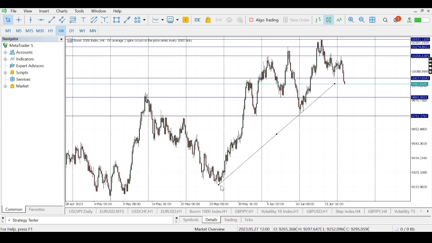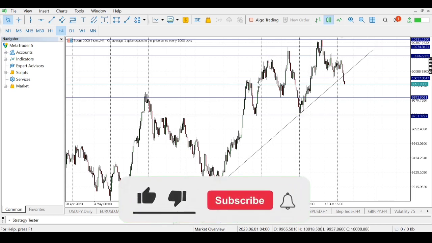So okay, I'm actually going to touch this point here and that point here. Okay, now that's a perfect trend line. So you can see that I touched this point here and this one, and you can see that there is a zone here, there's a swing point here, as well as a trend line.